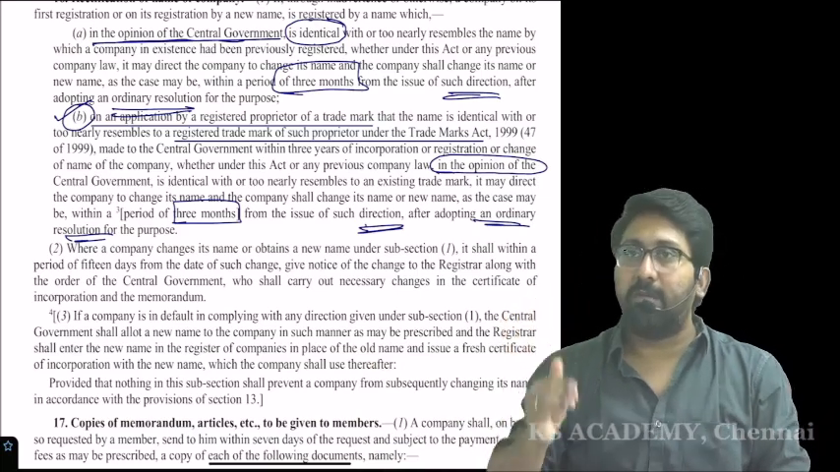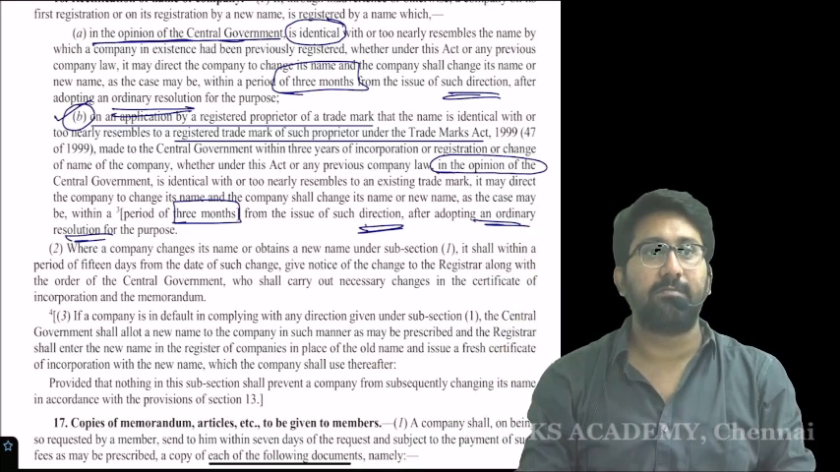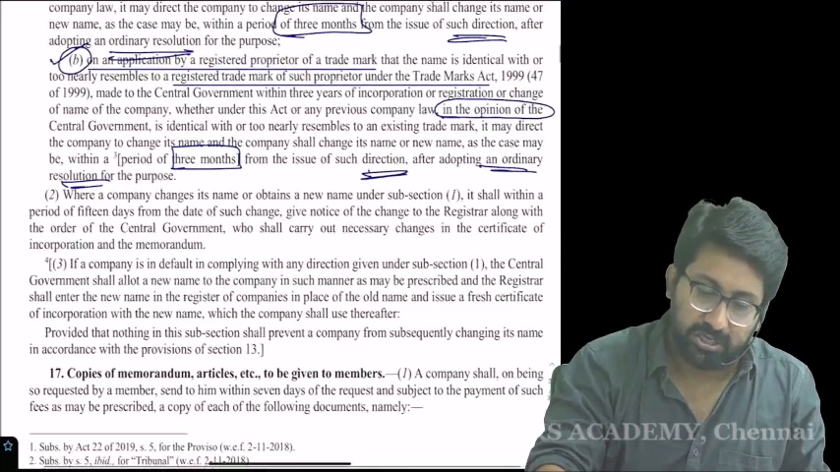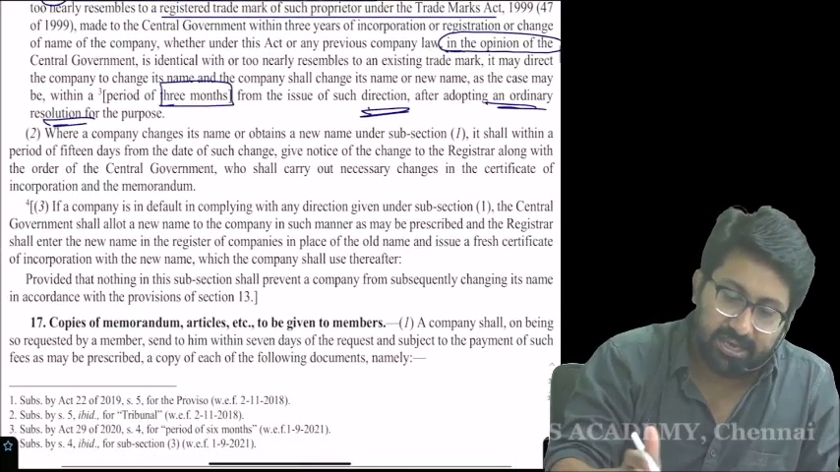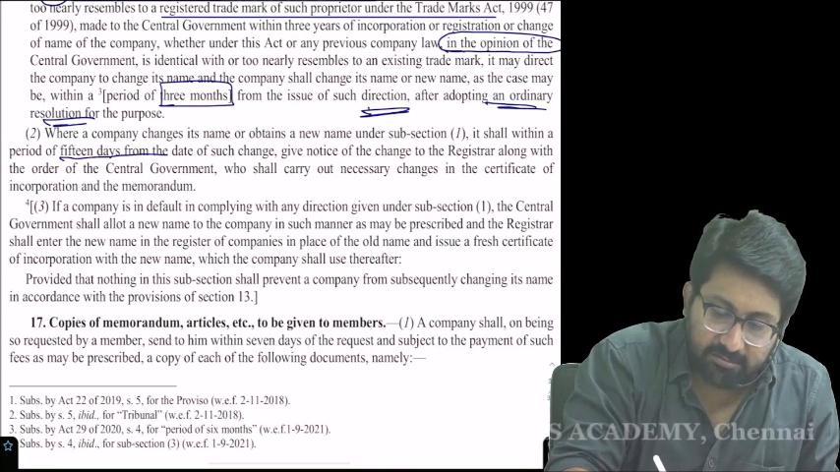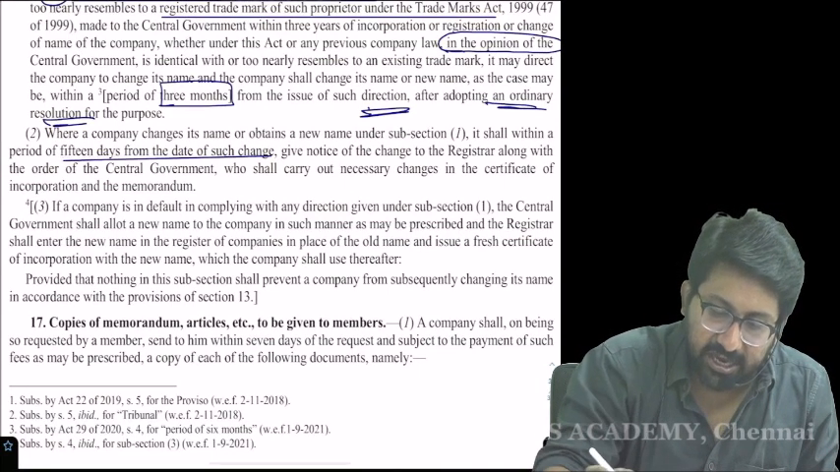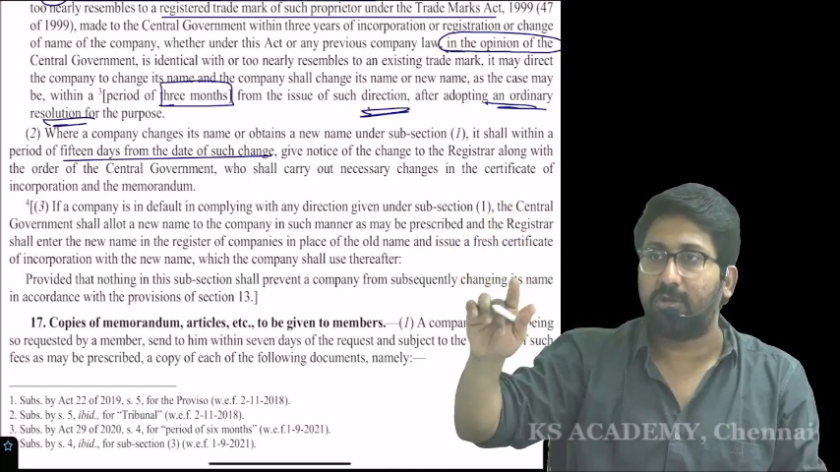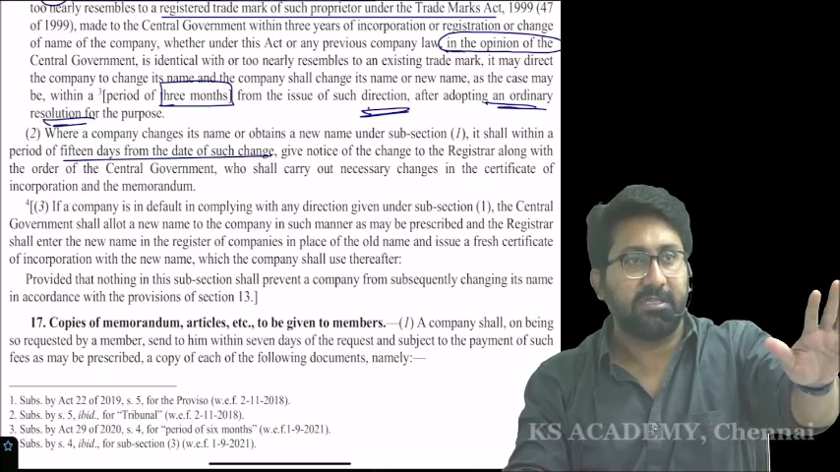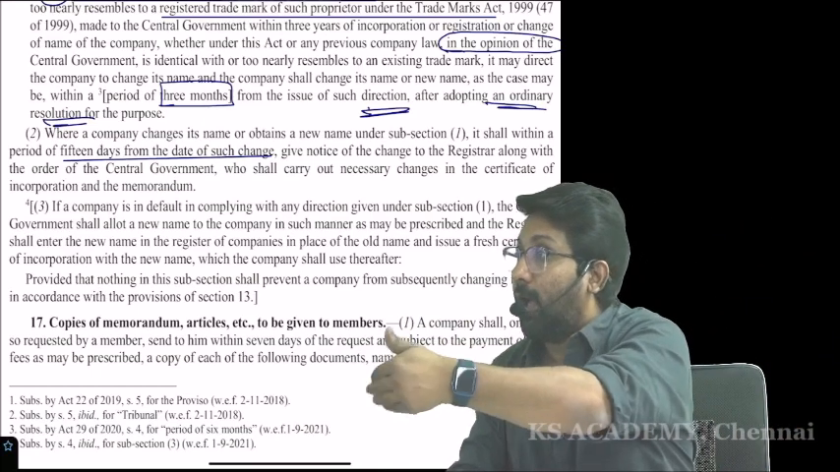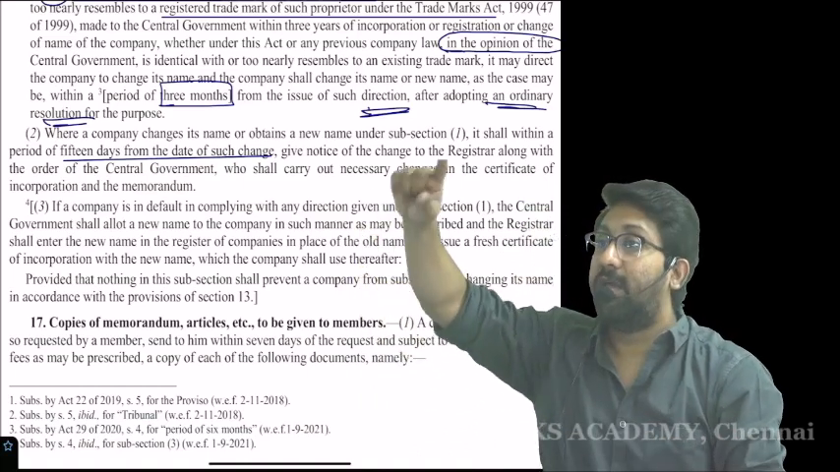Clear? Now tell me, who will give me directions? The central government will give me the directions to change the name. I should change within a period of how many days? 15 days from the date of such change. Give a note. I will make a change. 3 months' time, I am not talking about that. In 3 months I should make a change. I will change. After that I should give an intimation to whom? ROC.